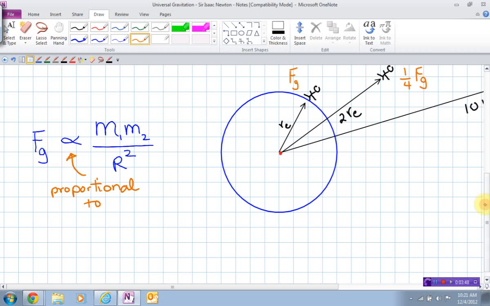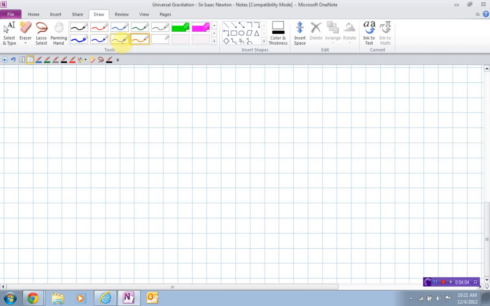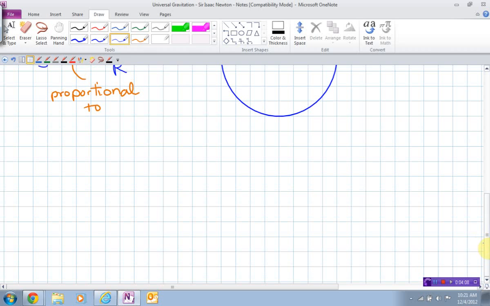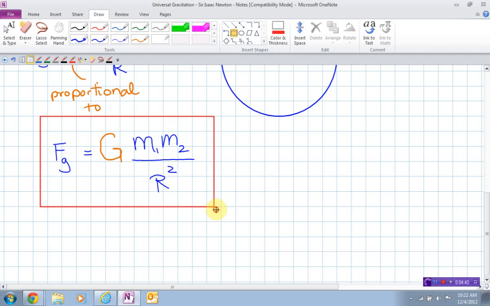Now, to change any proportional expression into an equation, we need to put in a constant and replace the proportional sign with an equal sign. And we can do that if we do this. The force of gravity between two objects is now equal to the mass of one object times the mass of a second object divided by the radius squared, and we put in the proportionality constant called G. We now change it into an equation, which is basically called the universal gravitational law.